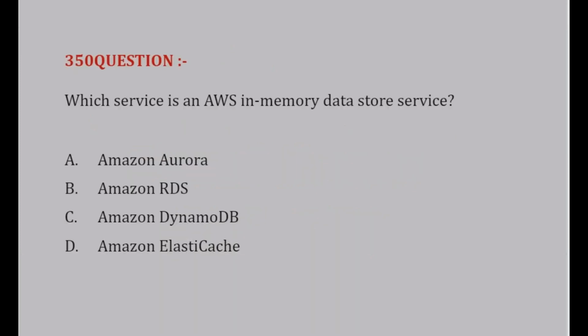Question is, which service is an AWS in-memory data store service? Option A, Amazon Aurora. Option B, Amazon RDS. Option C, Amazon DynamoDB. Option D, Amazon ElastiCache. Correct answer is option D.